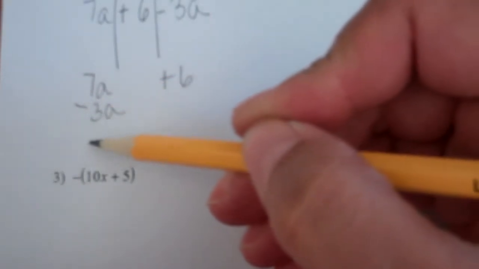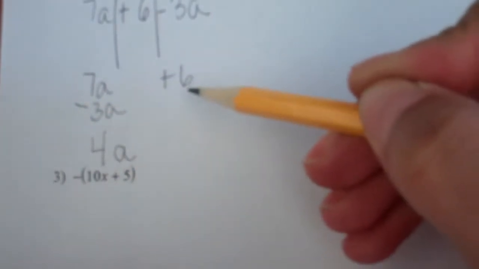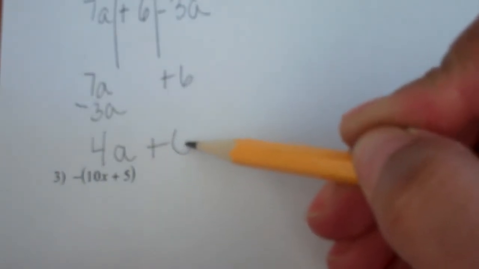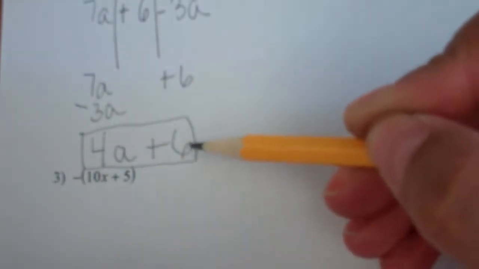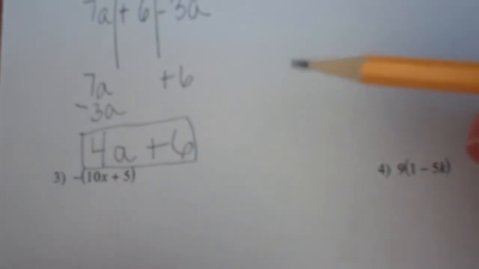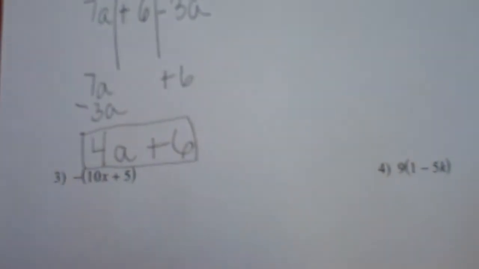7a minus 3a is going to be 4a. There's no other term to include, so it's plus 6. This is your answer. The 6 does not have a variable located next to it. It's not an a, so we cannot add those two.